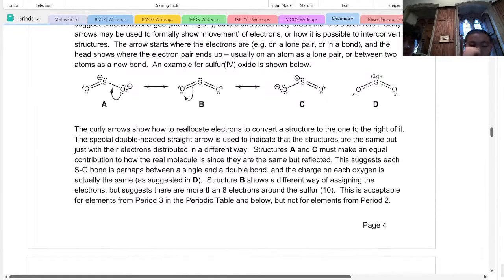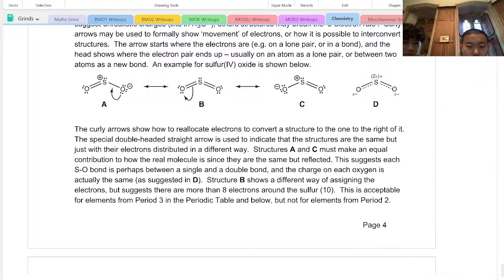Okay. The special double-headed arrow is used to indicate the structures are the same, but just with their electrons distributed in a different way. Structures A and C make an equal contribution to how the real molecule is, since they are the same but reflected. This suggests each SO bond is perhaps between a single and a double bond, so you draw the dotted line, and the charge on each oxygen is actually the same.